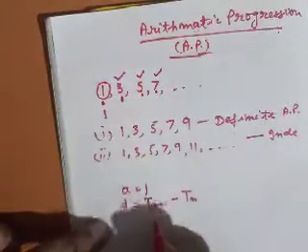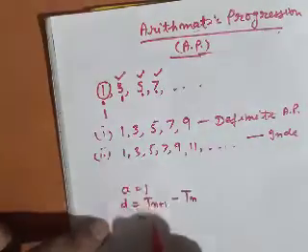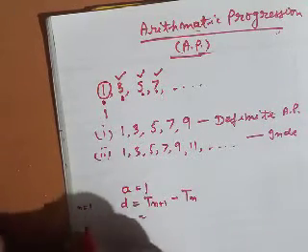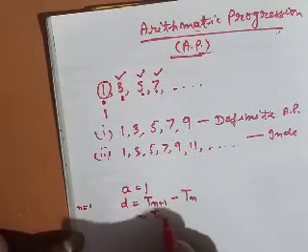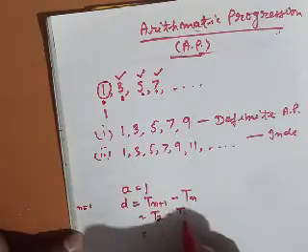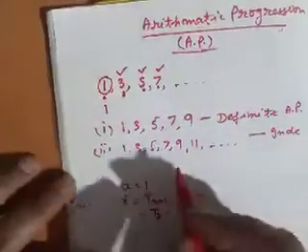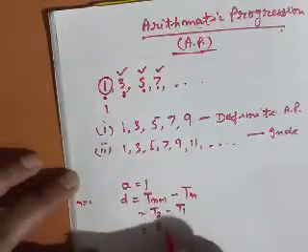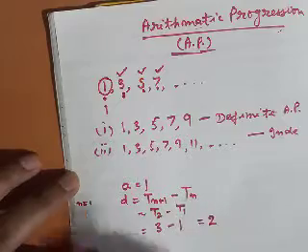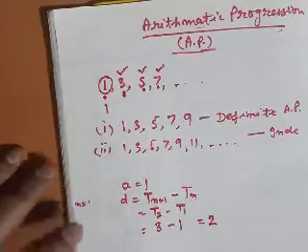So in this example, in t(n+1), if we put n equal to 1, then it becomes t2, and t(n) becomes t1. So t2 is the second term, t1 is the first term. What is the second term? 3. And what is the first term? It is 1. So d is equal to 2.